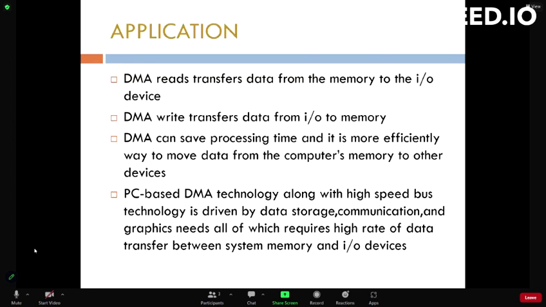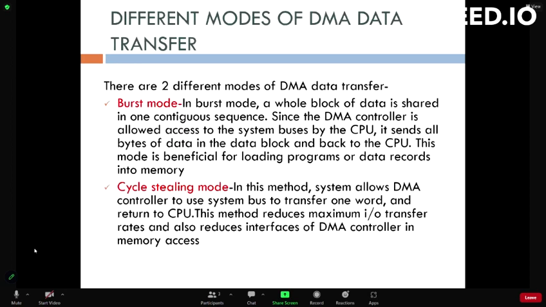Applications. The DMA read transfers data from the memory to the I/O devices. It also writes, transferring data from the I/O devices to the memory. So DMA saves processing time and is a more efficient way of data transfer from the computer memory to the devices. In PCs, data storage, communication, and graphics need a very high data transfer rate, and hence DMA is also used there.